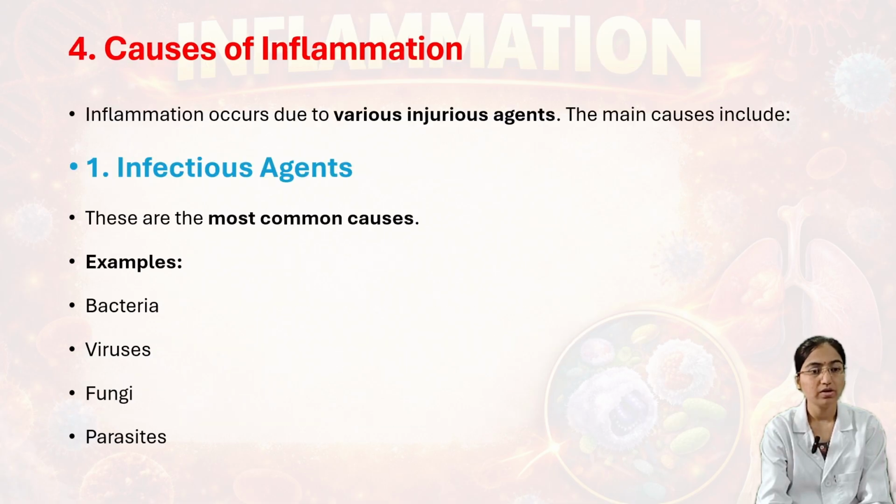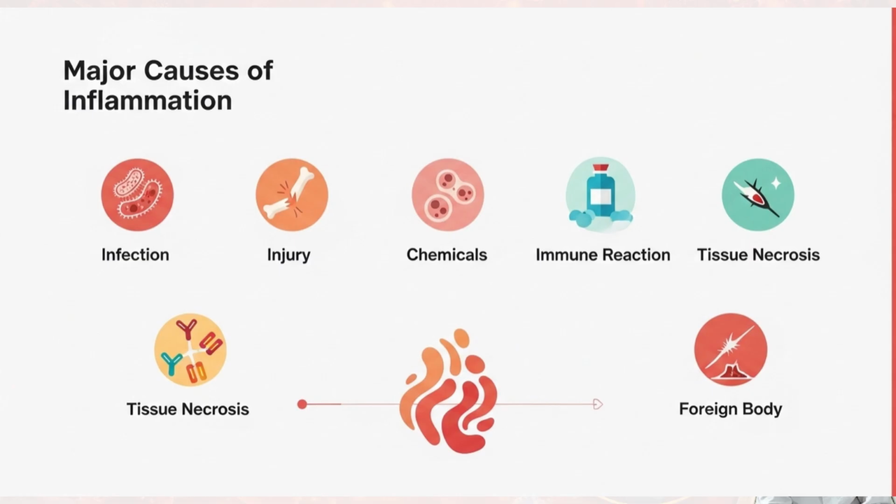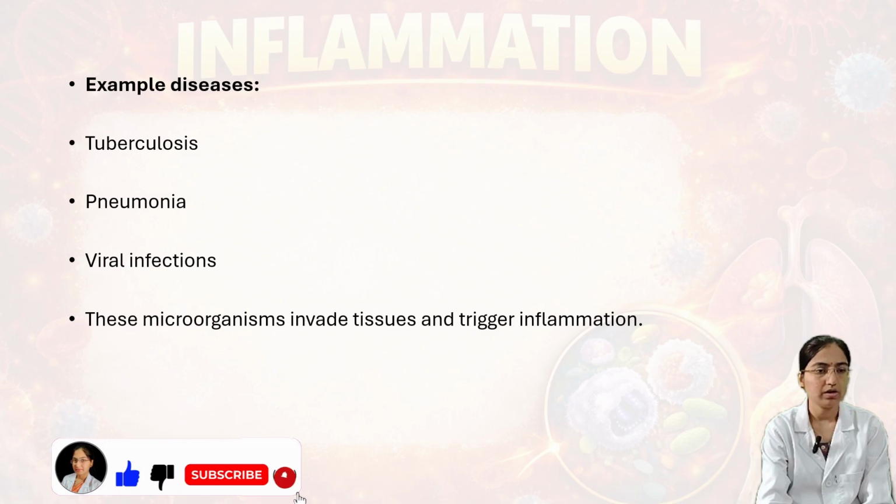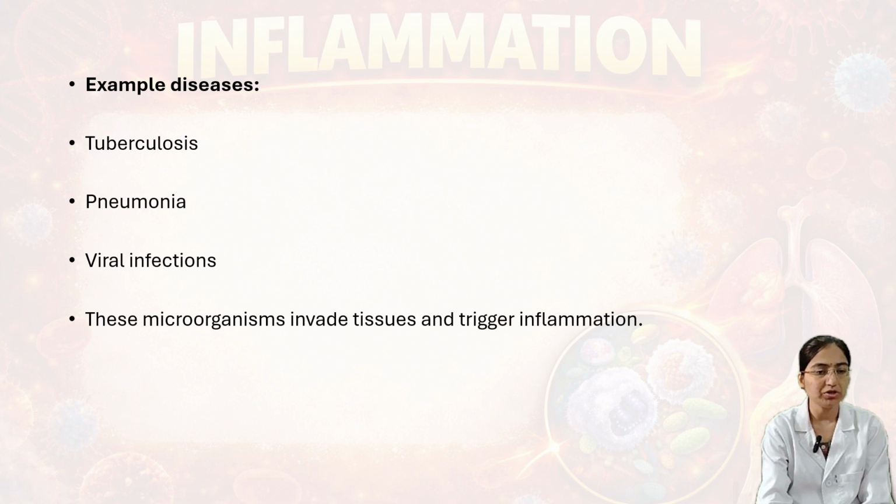We'll move next to causes. We'll see the causes of inflammation here. Inflammation occurs due to various injurious agents. The main causes include, first, infectious agents. These are the most common causes. For example, bacteria, viruses, fungi, and parasites, and also diseases like tuberculosis, pneumonia, and viral infections. These microorganisms invade and spread in tissues and trigger inflammation.